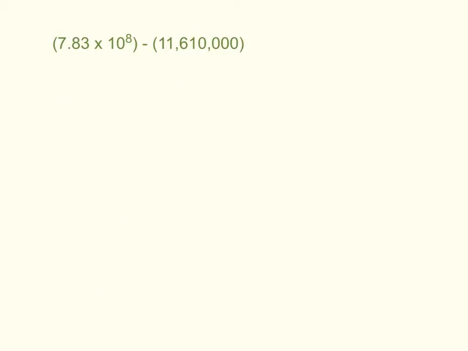Okay, so now I'm going to subtract. It's going to be very similar to adding. The only difference here is they give us one number in standard form. So I just have to change that number in standard form to scientific notation before I can begin. So I'm going to move my decimal point over 1, 2, 3, 4, 5, 6, 7 times. So I get 1.161 times 10 to the 7th power.